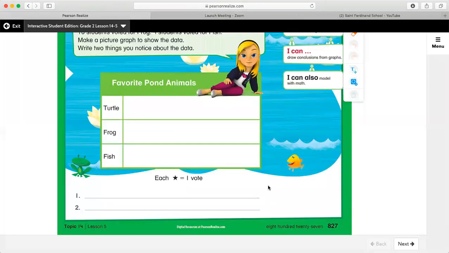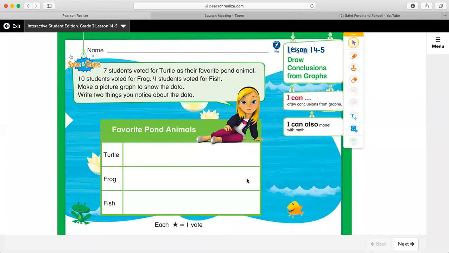Today we are going to be working on drawing conclusions from our graph. We're getting towards the end of topic 14. You will be working on this on Thursday, and then we'll have lesson 14.6 on Monday, reteach on Tuesday, and your topic 14 test on Wednesday.